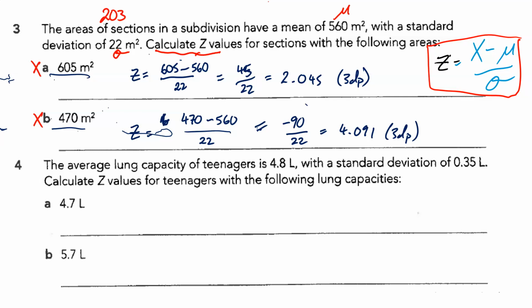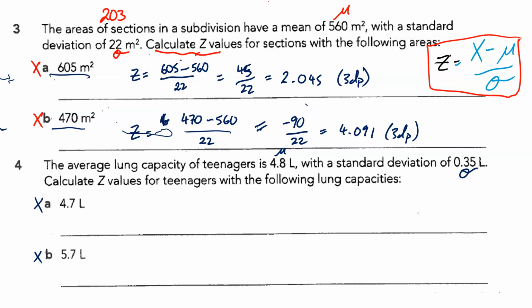Let's see how you got on. So the first thing is reading the question. So the average lung capacity of teenagers is 4.8. That's the mean. With a standard deviation of 0.35 litres. Calculate the Z values for the following lung capacities. So these are the x's.